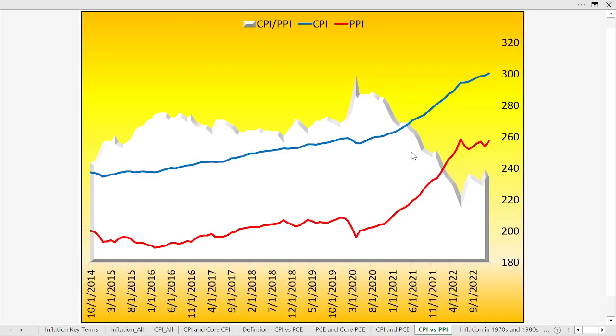But the consumer has also paid less than the producer. So if we had to rank all these, it's actually the producer whose prices have gone up the most, the fastest. That's followed by the regular consumer and then the PCE, which includes Medicare, Medicaid, and other programs.